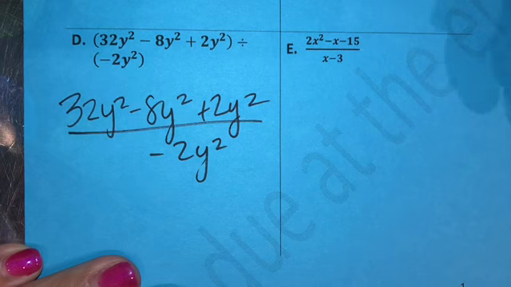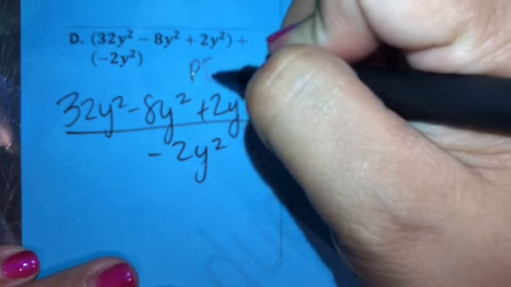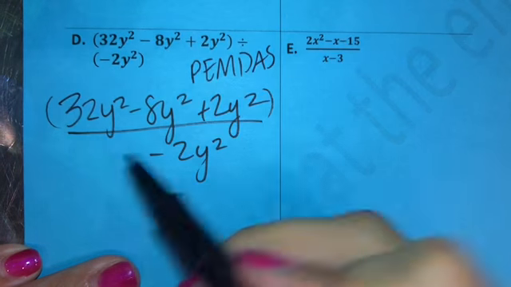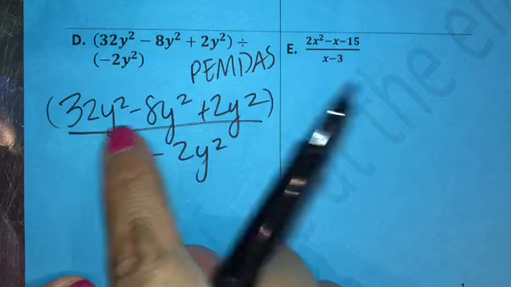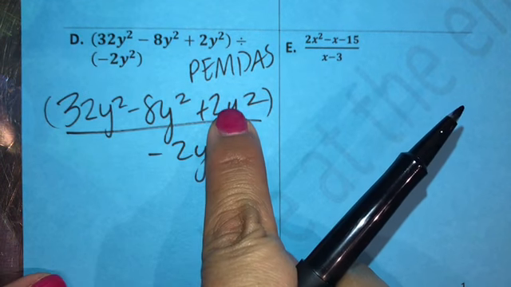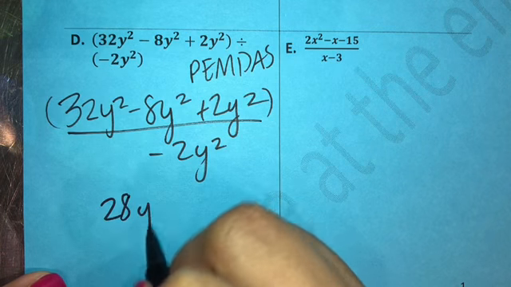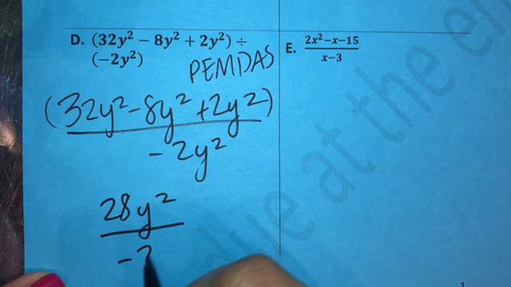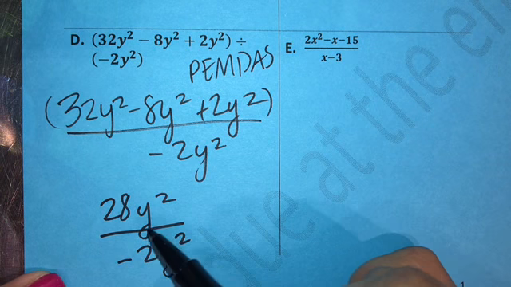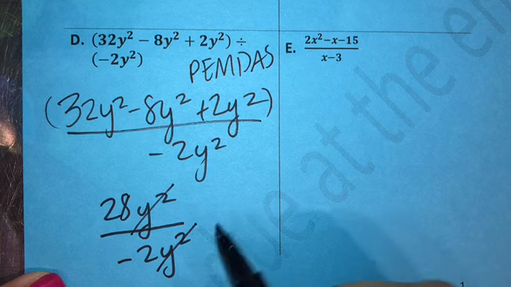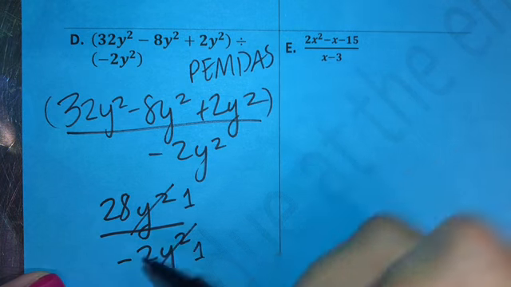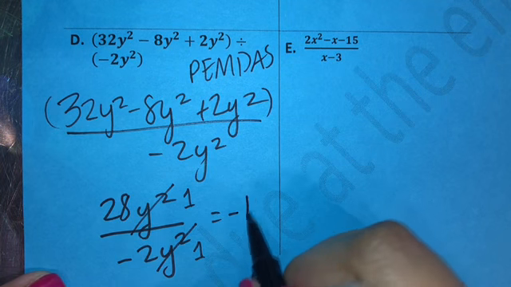Okay, so you kind of want to also do order of operations. So this is still kind of in parentheses, so you want to go ahead and simplify that because they're all y squared. 32 minus 8 is 26. 26 plus 2 is 28. So you're going to get 28y squared divided by negative 2y squared. And then you want to look at exponents, see if there's anything you can simplify. We can simplify both those exponents. Remember, you're left with a 1 and a 1. Multiplication, division. This is division, so you're going to be left with negative 14.